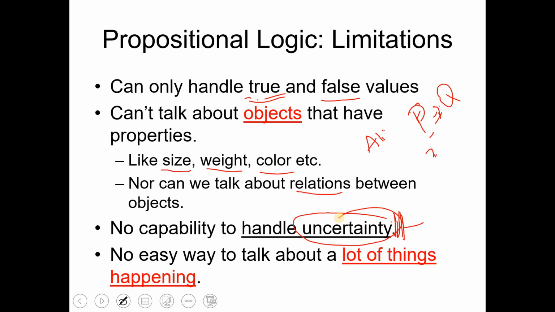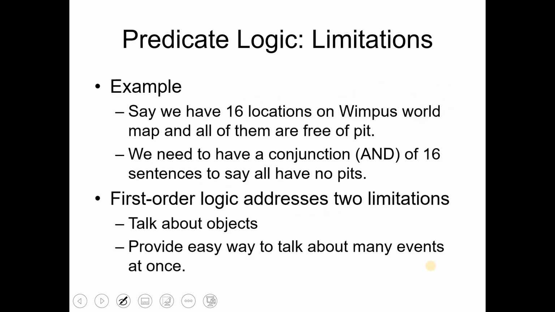You cannot talk about many things in this language. Okay, let's say this is an example, for propositional logic. You want to say that for the Wumpus world, you have 16 locations. Remember, there were 16 cells, a 4 by 4 grid. You want to say that all of them are free of pits. There are no pits.